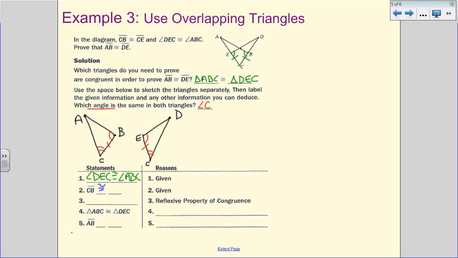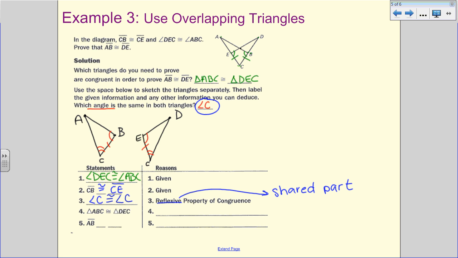Segment CB is congruent to segment CE. Now, our reflexive property of congruency, guys, becomes a little bit different than what we were doing earlier. Reflexive would be anything that they share, and this time we're actually sharing angles. So we're going to have to say angle C is congruent to angle C. So that reflexive property is any part that is shared or overlaps, so shared parts or part.